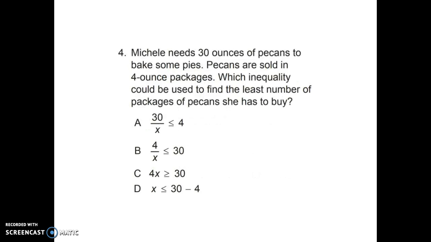Number 4. Michelle needs 30 ounces of pecans to bake some pies. Pecans are sold in 4-ounce packages. Which inequality could be used to find the least number of packages of pecans she has to buy? A. 30 divided by x is less than or equal to 4. B. 4 divided by x is less than or equal to 30. C. 4 times x is greater than or equal to 30. D. X is less than or equal to 30 minus 4.